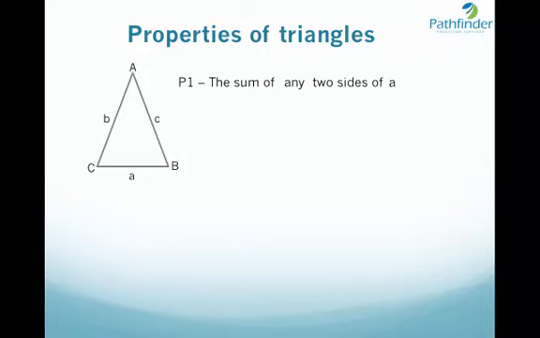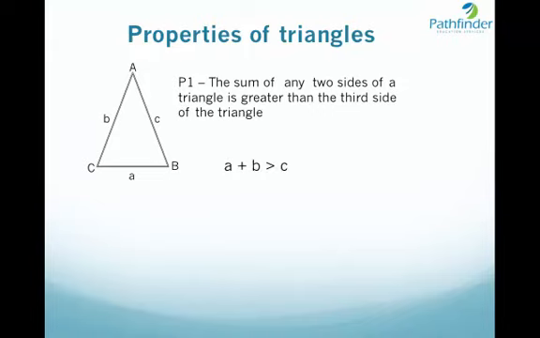Property 1: the sum of any two sides of a triangle is greater than the third side. So mathematically, what does it become? A plus B is greater than C. So the sum of these two sides, A plus B, is greater than C. A plus C is greater than B. So we have these two sides and their sum is greater than B. And B plus C is greater than A.